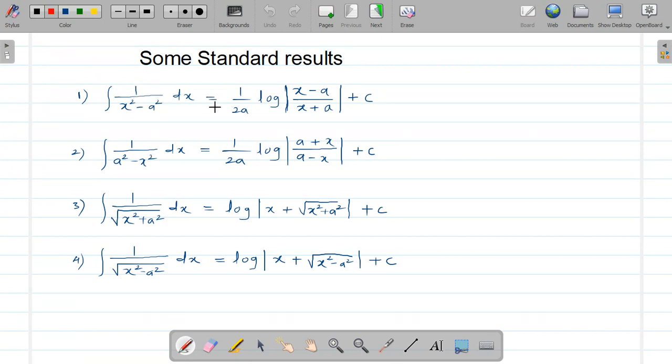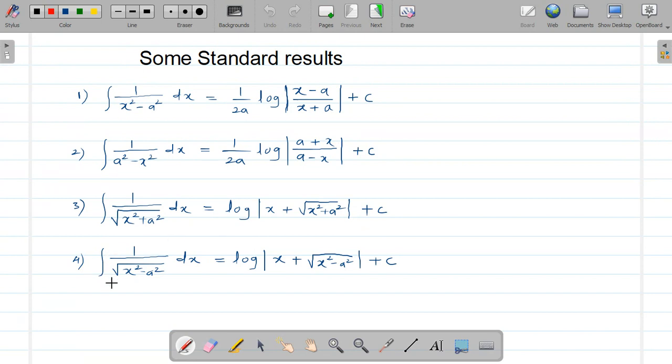It can be obtained as 1 upon 2a log of modulus of x minus a upon x plus a plus constant. Then second one, integration of 1 upon a square minus x square dx is equal to 1 upon 2a log of modulus of a plus x upon a minus x plus constant. And third one, integration 1 upon root of x square plus a square dx is equal to log of modulus of x plus root of x square plus a square plus constant.